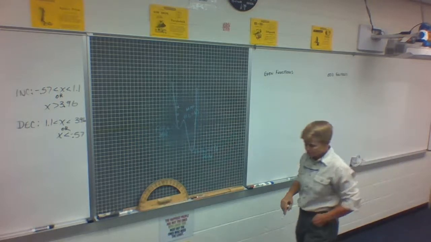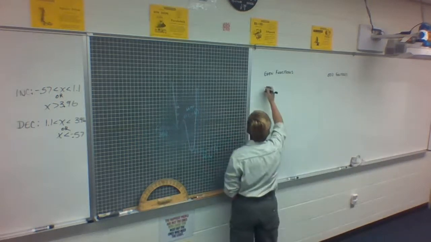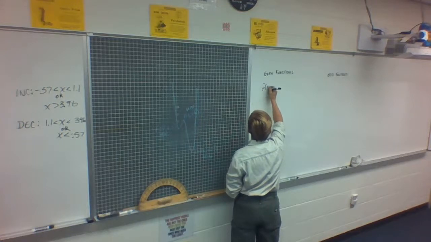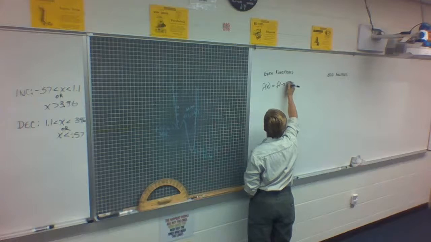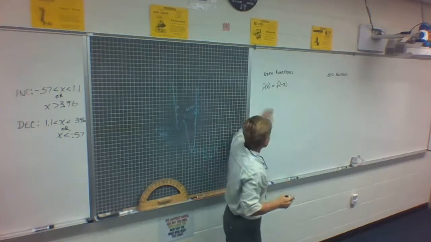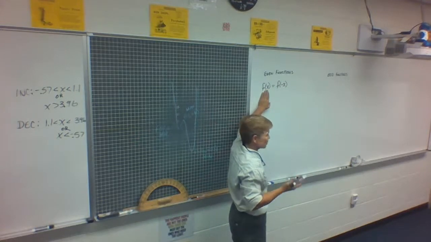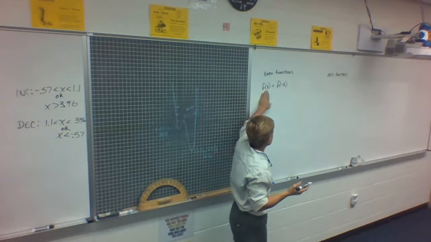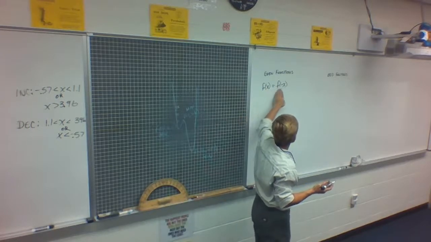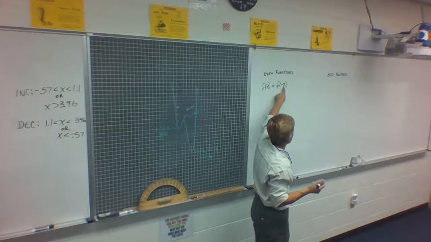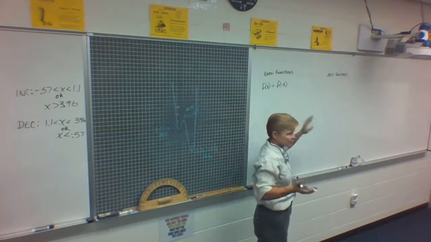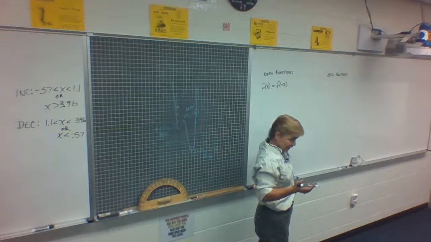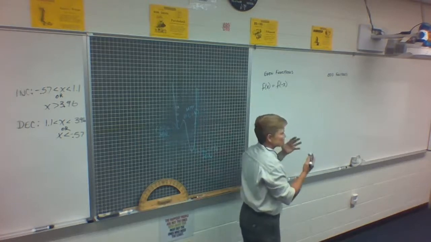But an even function has this property: f of x is exactly the same as f of negative x. If this function, just a regular old function, whatever it is, gives you the exact same thing when you plug negative x in and do the math on it, and you get exactly the same thing that you had before, then it's even. And here's why. I'm going to draw the graph on here, erase it, and then show you an example.